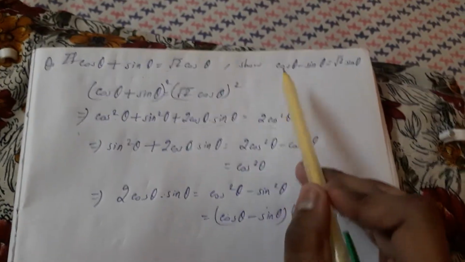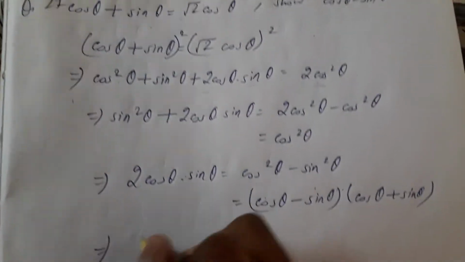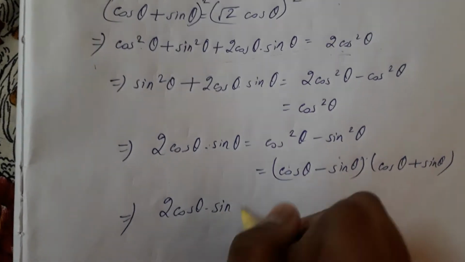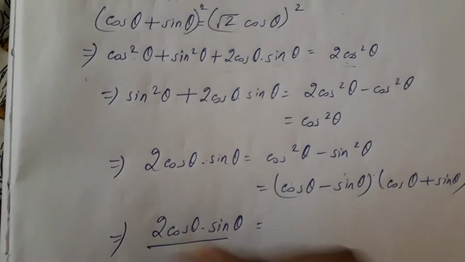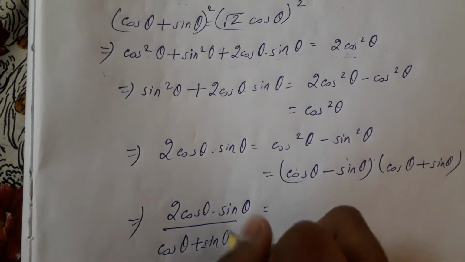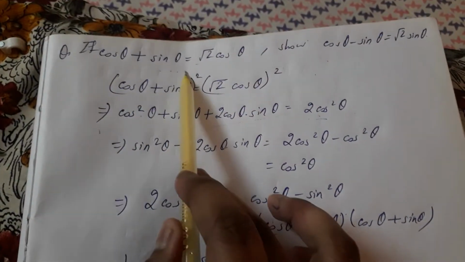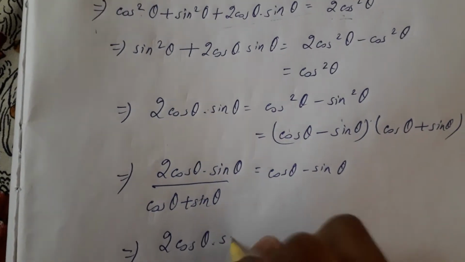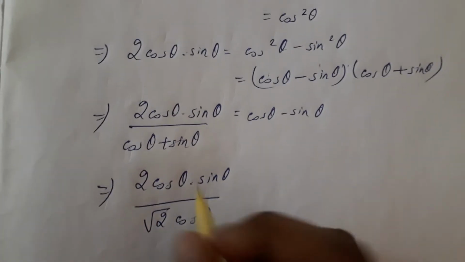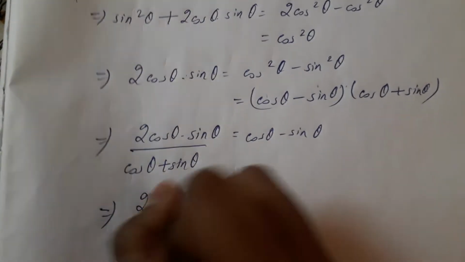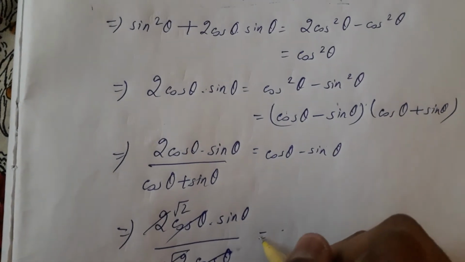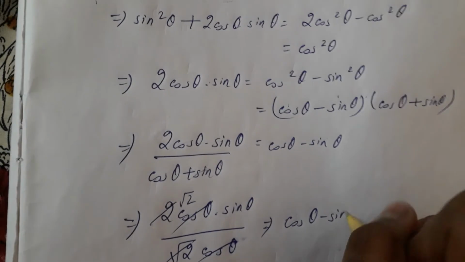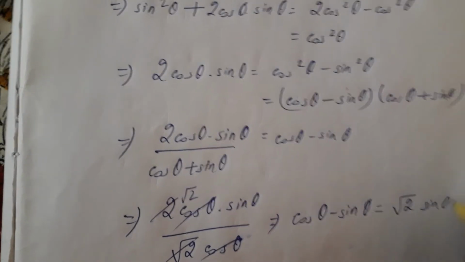Okay, now see students, you get cosθ minus sinθ. Now see, this is a very important math. This will be here, okay, and divided by cosθ plus sinθ, which equals cosθ minus sinθ. Now see, cosθ plus sinθ is already given to you. So put the value of cosθ plus sinθ, that is given as root 2 cosθ. So cosθ will be cancelled out. This will be root 2, and you can write here cosθ minus sinθ equals root 2 sinθ. This is what you have to prove.